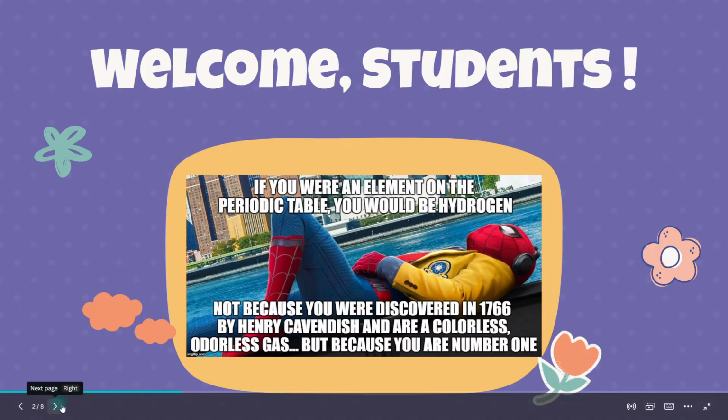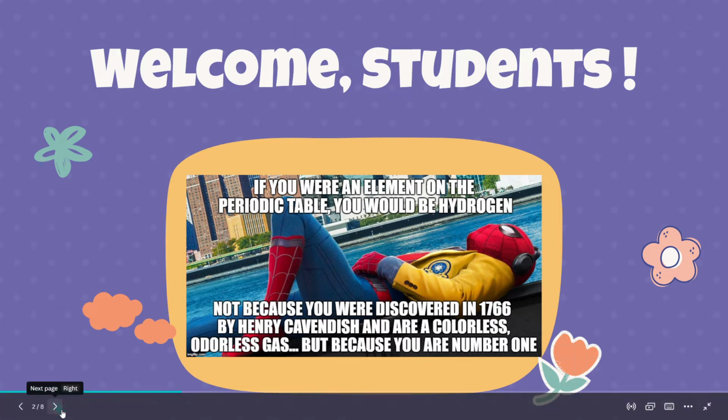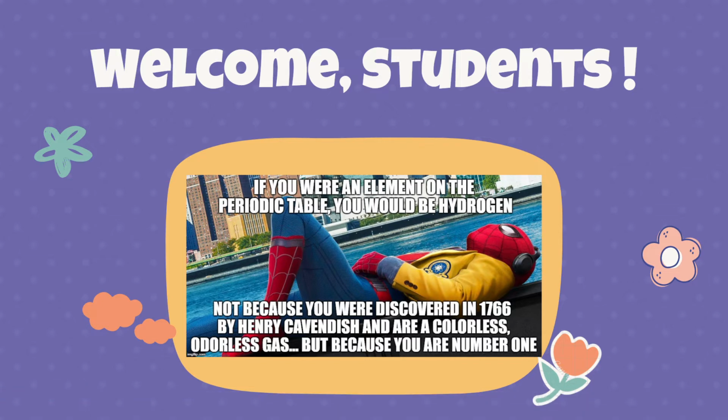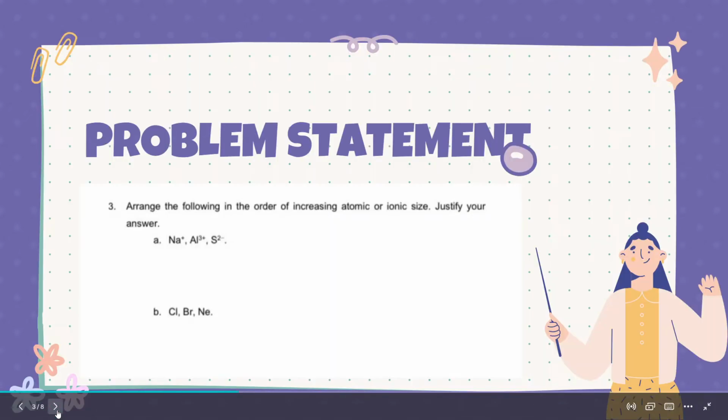So hi, welcome students. If you were an element on the periodic table, you would be hydrogen. Why? Not because you were discovered in 1766 by Henry Cavendish and are a colorless odorless gas, but because you are number 1. Okay, you can try it later on someone you like.